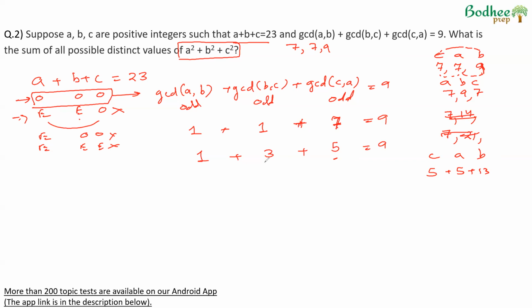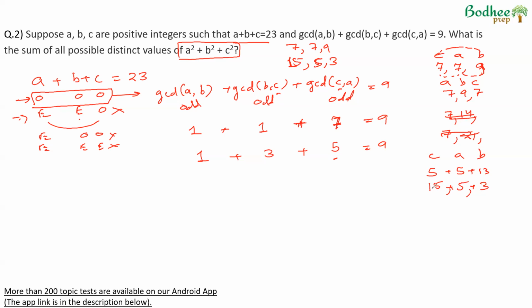Again, this is 13, we will not get 23. Also, we need the GCD of B and C to be 3. So C has to be a multiple of 5 as well as 3. So we put C as 15. With A, we put 5. So the GCD of C and A will become 5. B, we put 3. GCD of C and B will be 3. 15 plus 5 plus 3 is actually 23. So this value is also satisfied. Second option becomes 15, 5, and 3. This is the only possibility with GCD 5.